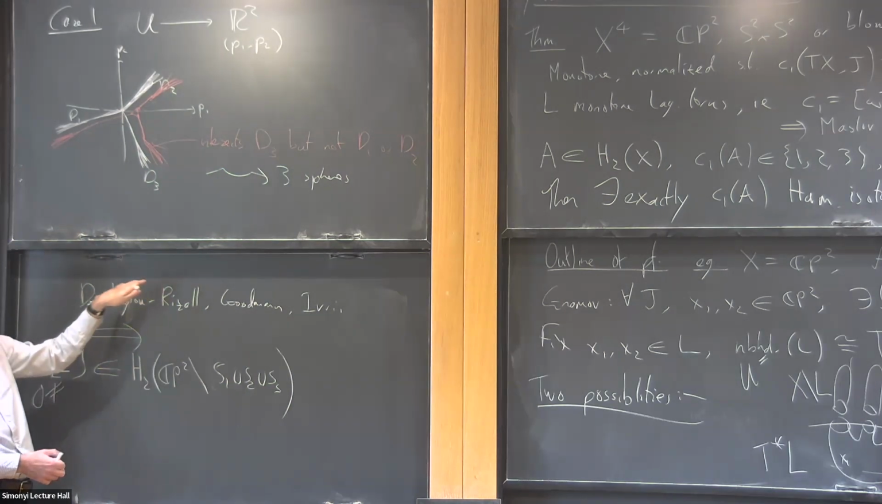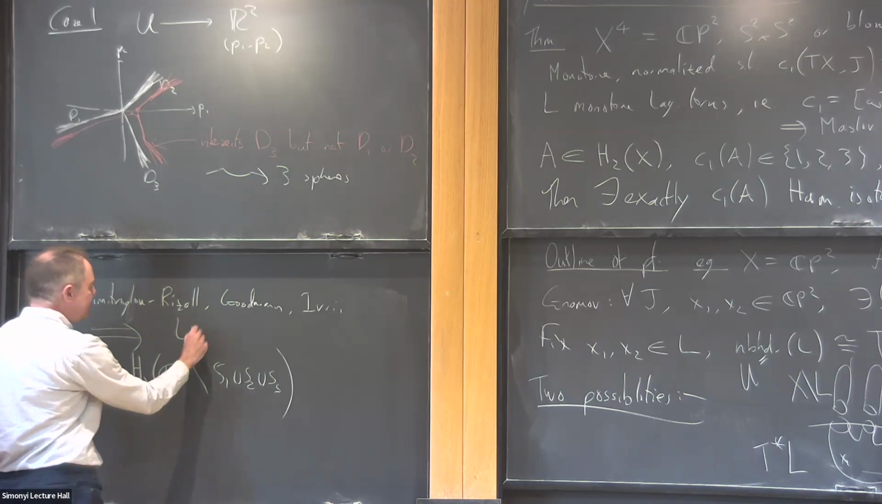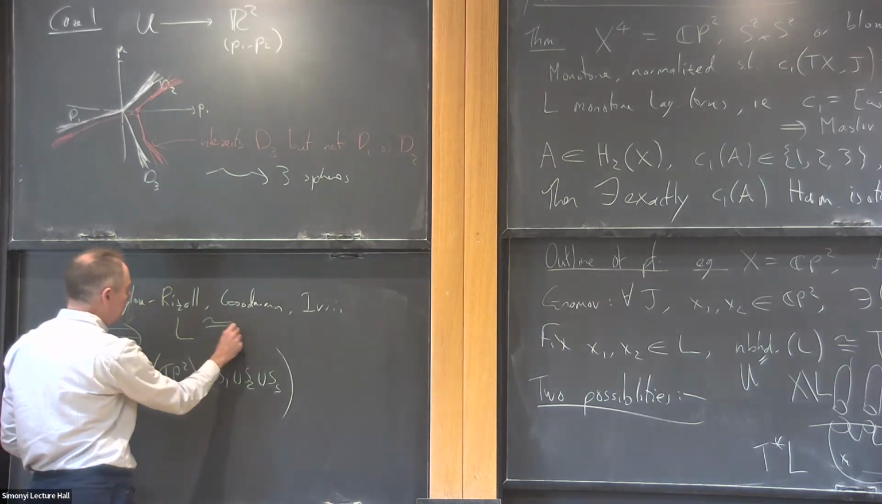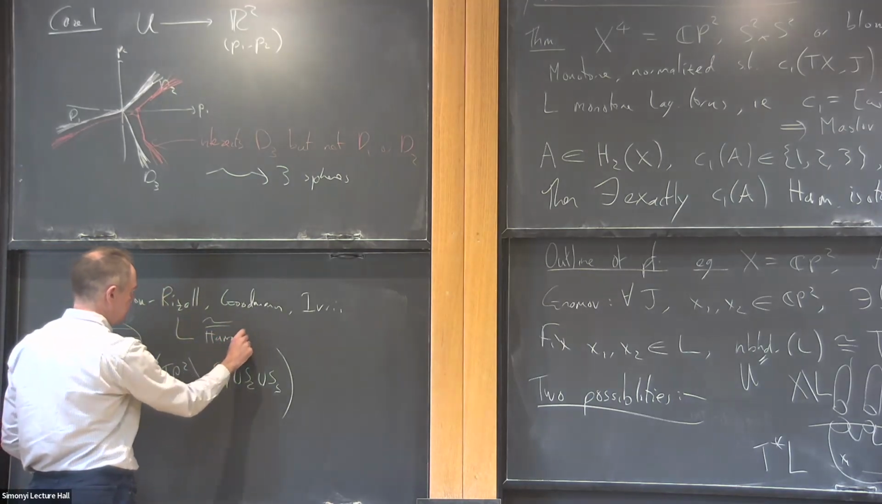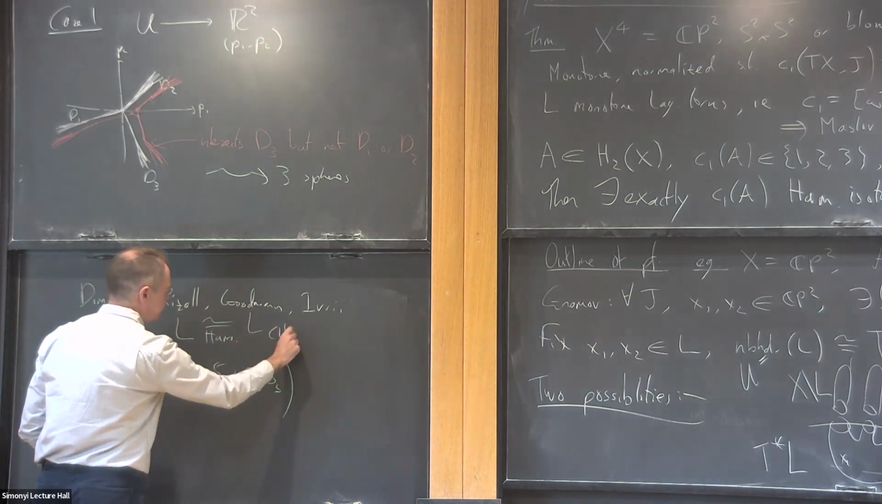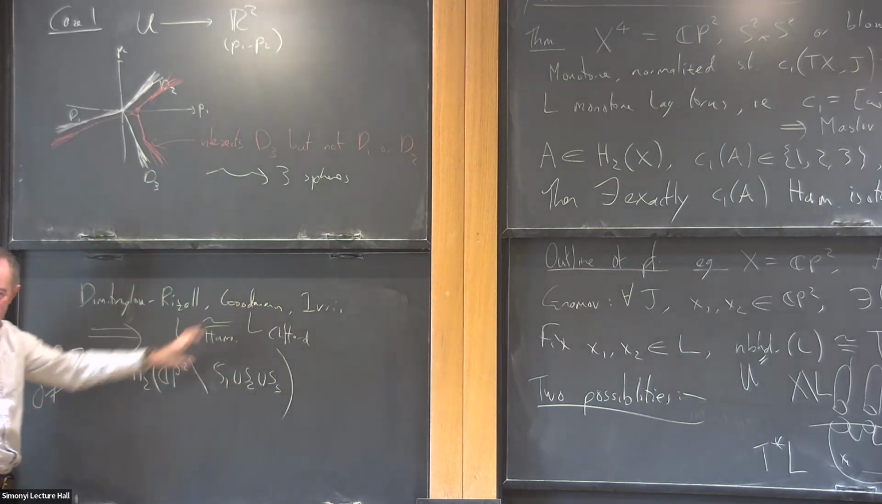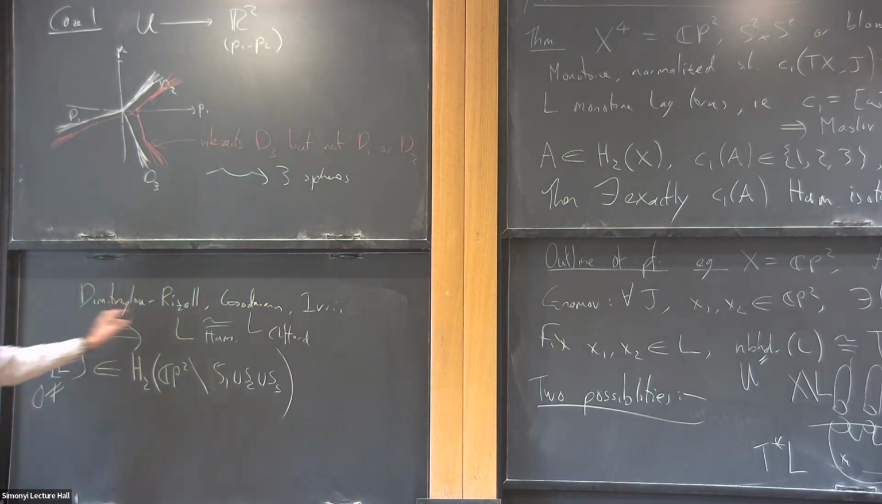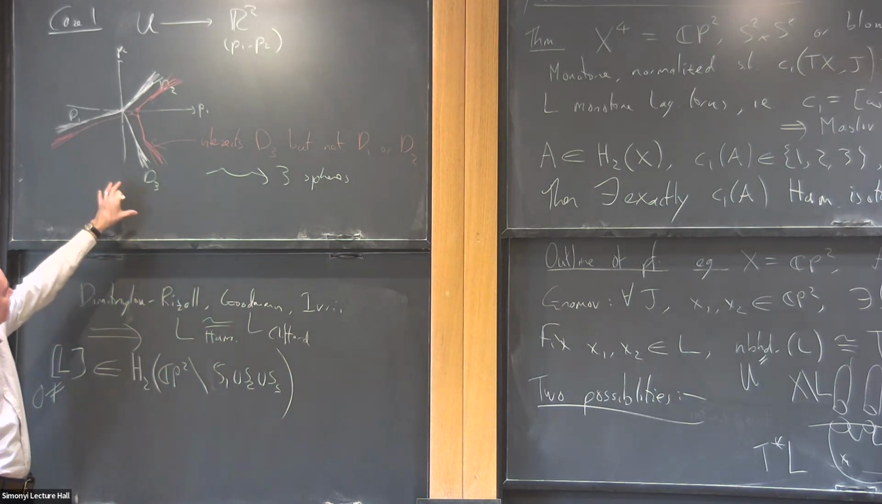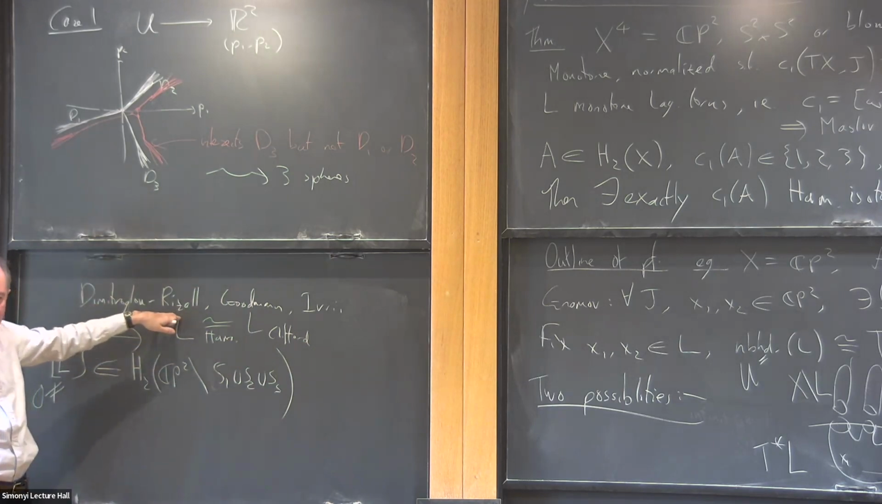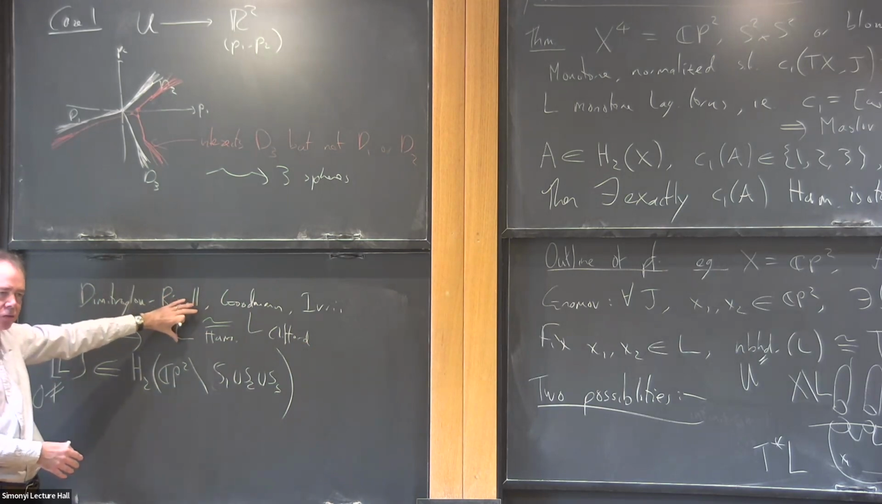And then by Dimitrov, Rizal, Goodman, Ivry, this implies that L is actually Hamiltonian isotopic to the Clifford torus. I'll tell you what that is in a second. We'll do an example of that. But it's the easiest torus you can write down. So in fact, if this arrangement happens, we know exactly what L has to be. It's basically a product torus in that case.